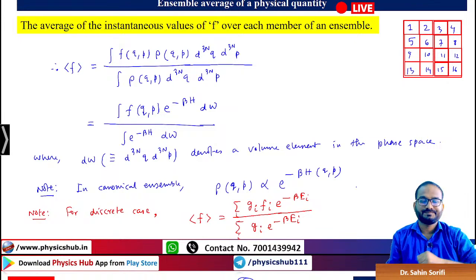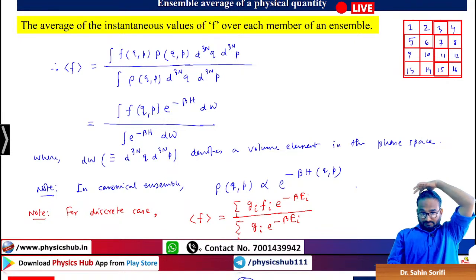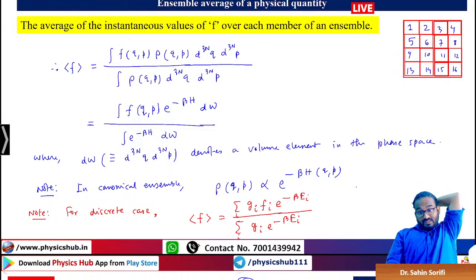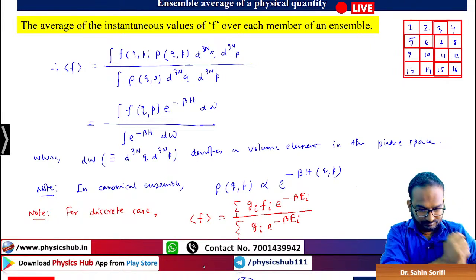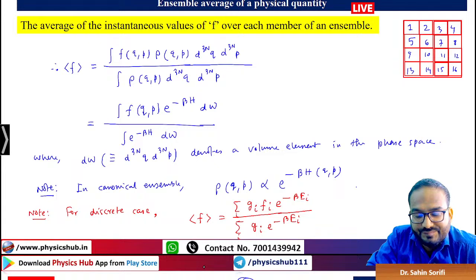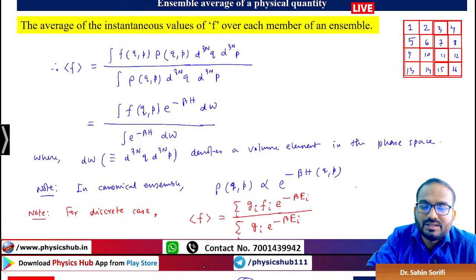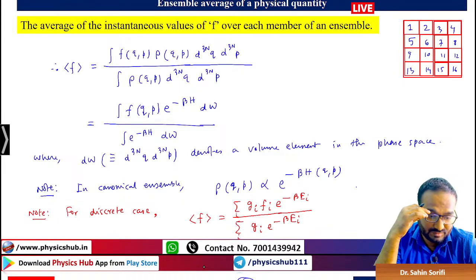Can you write it? This is the ensemble average: sum over i of g_i f_i e to the power minus beta E_i, divided by sum over i of g_i e to the power minus beta E_i. So, straightforward.